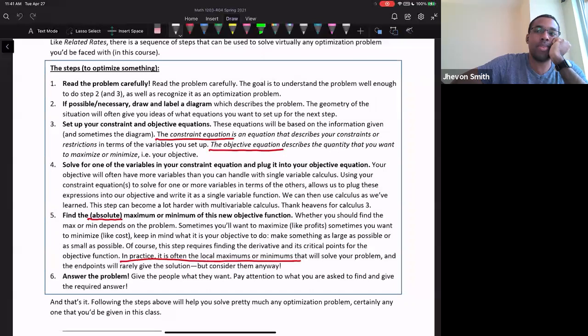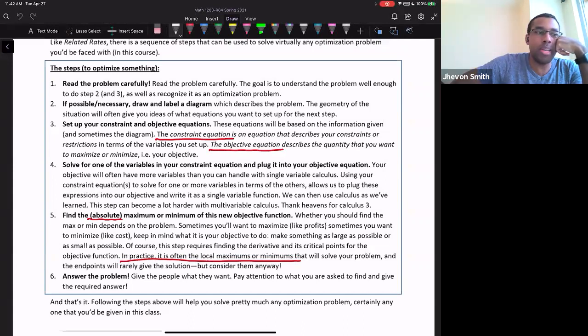Okay. All right. So let's continue. So there are some weird cases in which the endpoints will give you the solution, but it's usually not going to be the case. At the end, step 6, which is important, it's not trivial. Sure, if I gave you an optimization problem, you won't have the majority of the points going to step 6, but some points will definitely go to step 6, where you have to actually answer the question. Something very specific is going to be required of you, and you need to say what that thing is. Okay?